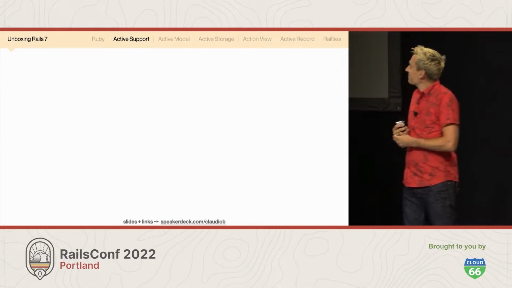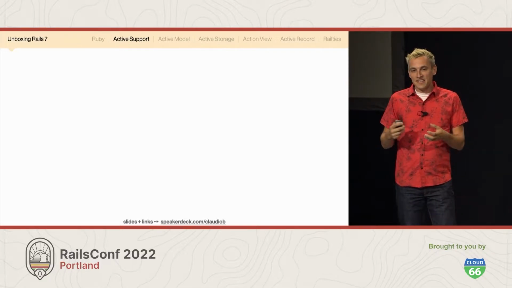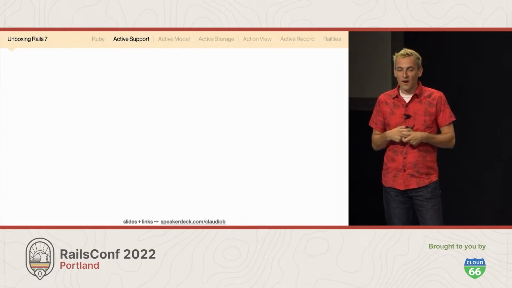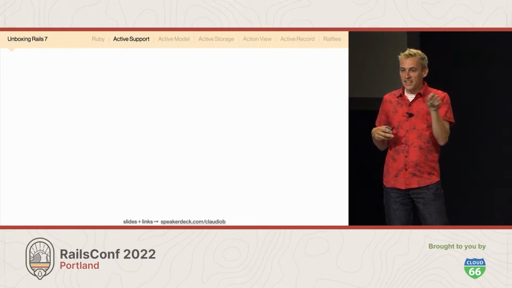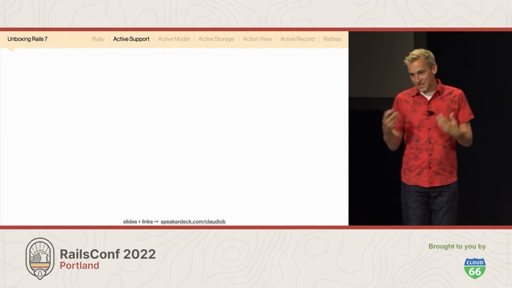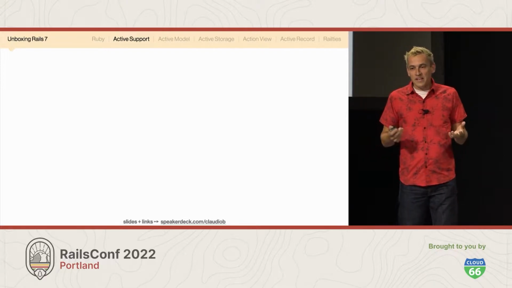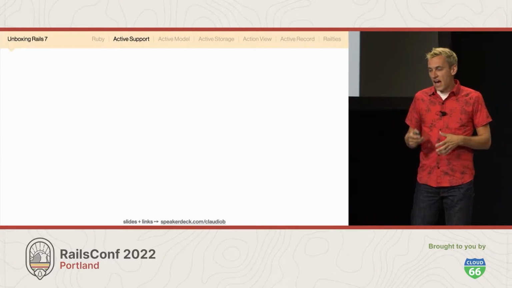OK, Active Support. This is the library of Rails that extends Ruby. It defines some new methods on Ruby classes. For instance, in Rails, you can type 2.years.ago. That is not Ruby. That is Active Support. And so one Ruby standard class is Enumerable, which is the ancestor of Set, Hash, Array, and so on.